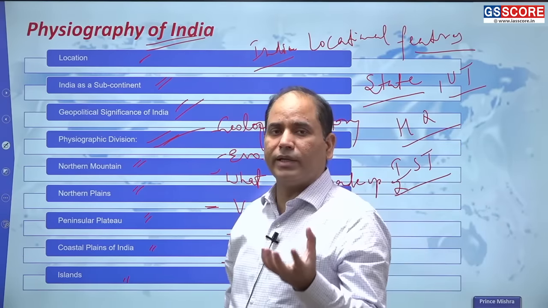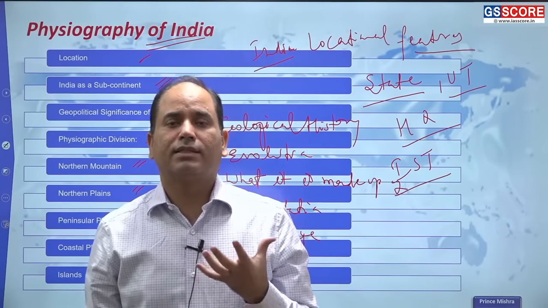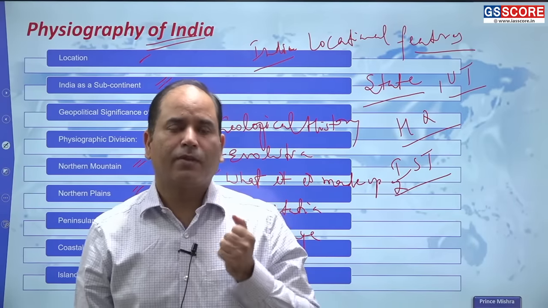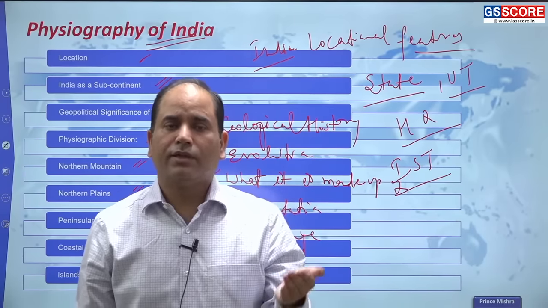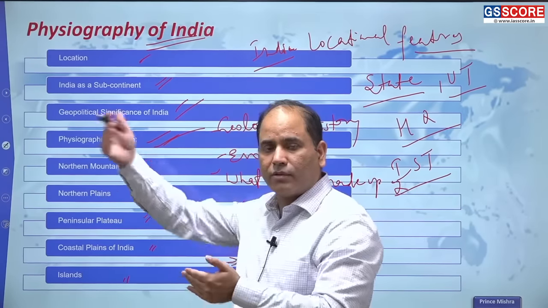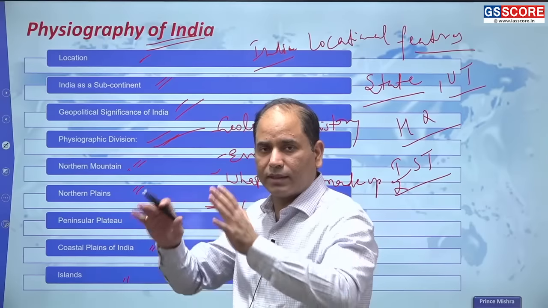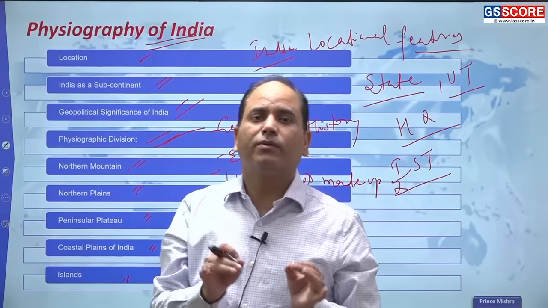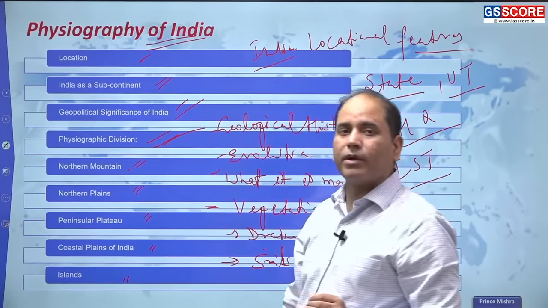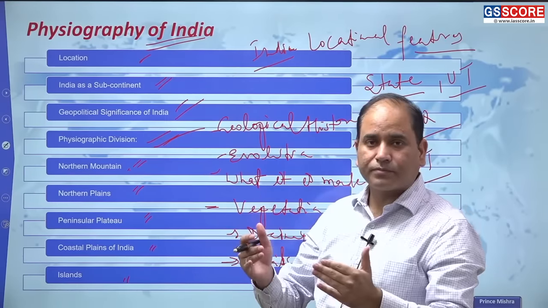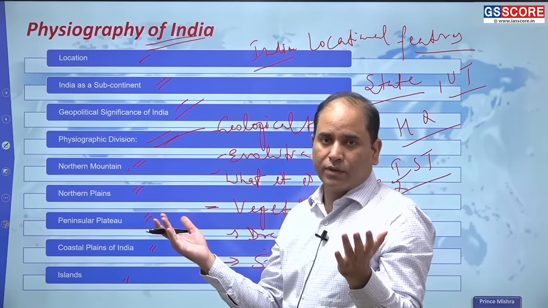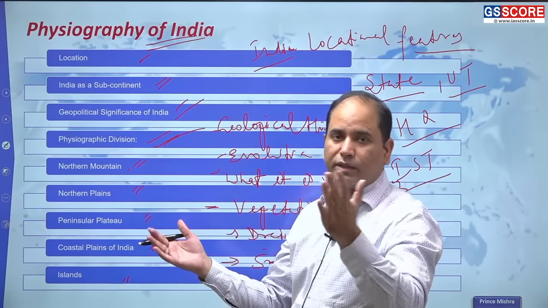Based mainly on the geological structure, processes and stages, we have the different physiographic divisions of our country. Primarily we have the northern mountains. In the northern mountains we have the Himalayas mainly, then we have the northern plains. South of the northern mountains you will find the northern plain, the central part, which is also popularly known as the Indo-Brahmaputra Gangetic plains. Then you will have the peninsular plateau, which is your southern part. Then you will have the coastal plains on both sides of the peninsular plateau, bordering the oceans, the Arabian Sea and the Bay of Bengal.